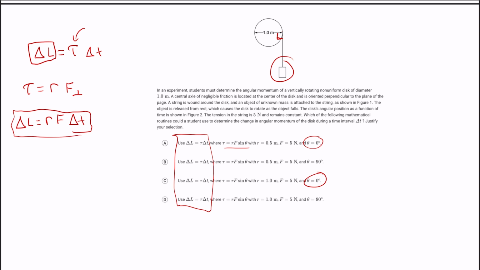So between B and D, we have RF sine theta for our torque. The difference here is that for B it says the radius is half a meter, and for D it says the radius is a whole meter. The radius is half a meter because the diameter of the circle is a whole meter. So the distance from our axis of rotation is half a meter. B is the correct answer here.